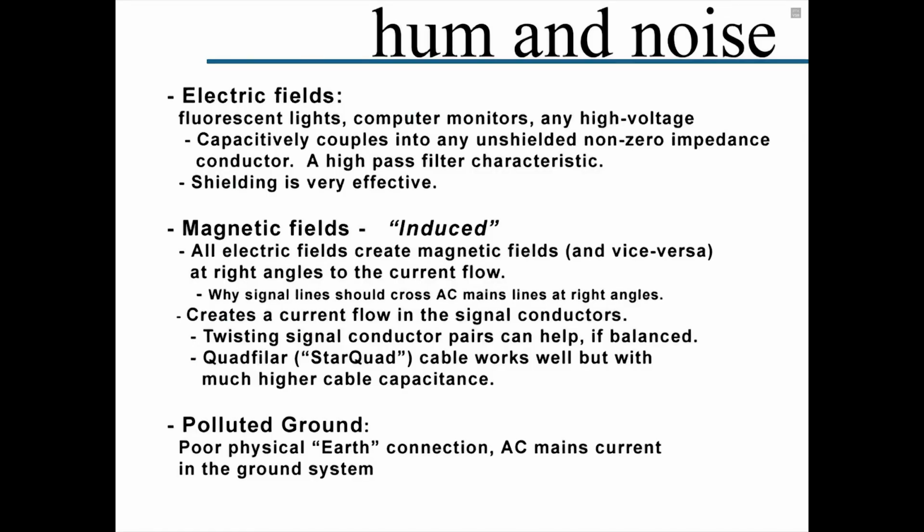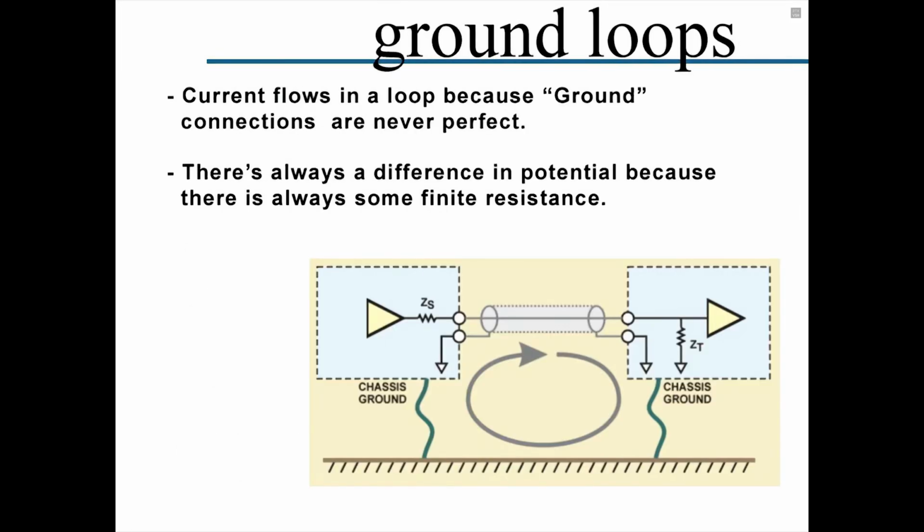Number 3, polluted ground is a ground with AC mains leaking in or simply a poor physical connection to earth. Replacing the third conductor ground in typical AC connections with a large direct heavy gauge ground will help. Ground loops can occur when more than one path to ground exists. Because there is always some finite resistance, the difference in potential causes equalization currents to flow through signal lines. Ground loops are almost unavoidable in unbalanced lines.